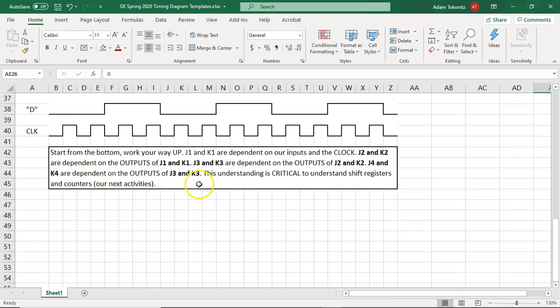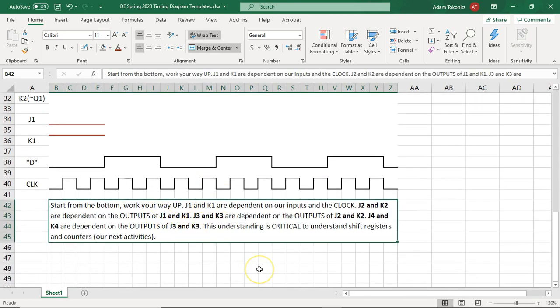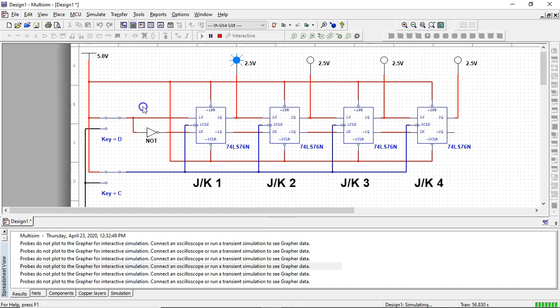And I can see that a little bit more in words here. Start from the bottom and work your way up. J1 and K1 are dependent on our inputs and the clock. J2 and K2 are dependent on the outputs of J1 and K1. J3 and K3 are dependent on the outputs of J2 and K2. And lastly, J4 and K4 are dependent on the outputs of J3 and K3. This understanding is very, very important to understand why this is a shift register.